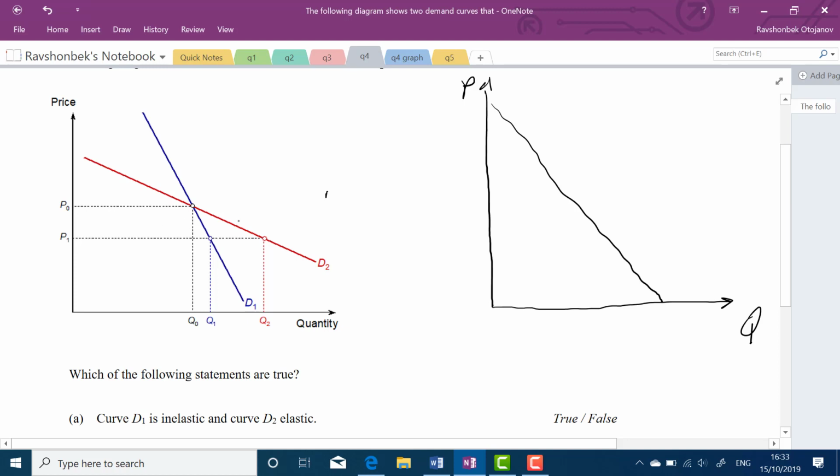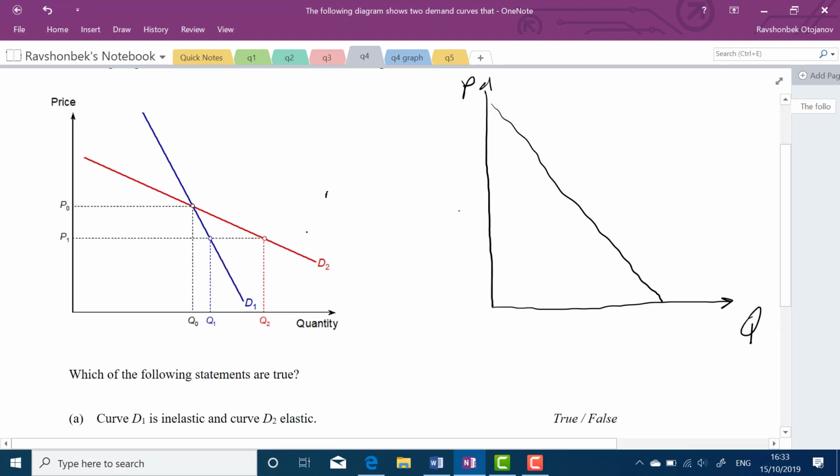Now, there was a special case in the lecture notes, remember? When we did the lecture, I said that only in a straight line demand curve is elasticity not constant. In some sections of the demand curve, elasticity is greater than 1. In some sections, elasticity is less than 1. As a result, we cannot really say one is more elastic than another. Elasticity is a relative term. In other words, elasticity refers to two points on the demand curve, for example between a price change.